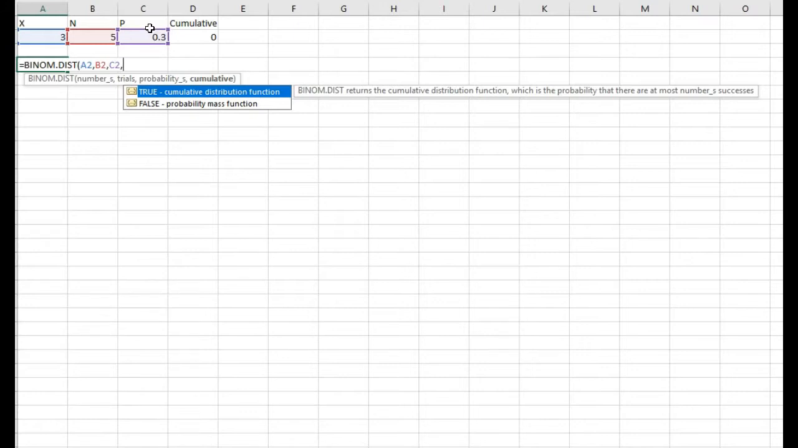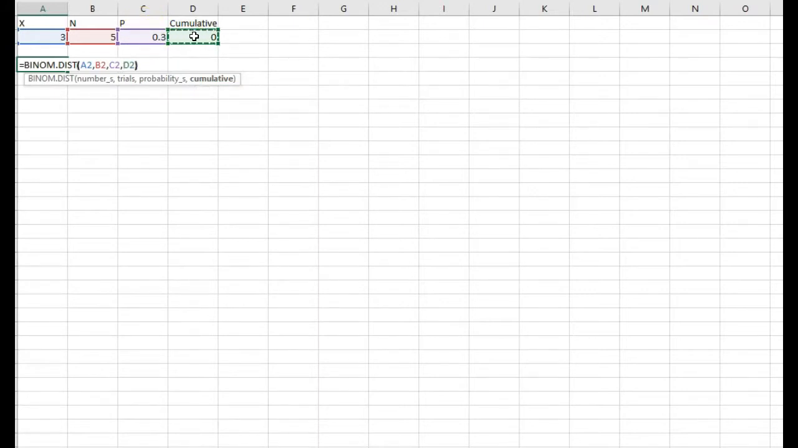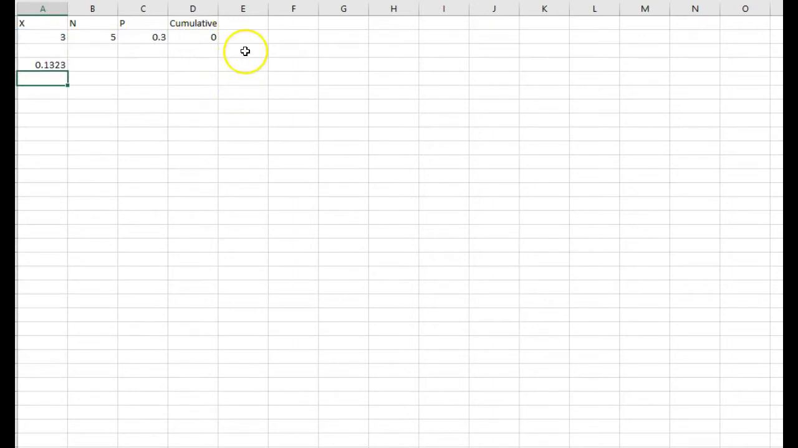Something to note in Excel: for true, you can just put a 1, and for false, you can put a 0. So that works as well. So we close that off. And so this is now going to tell us the probability of exactly 3 successes out of 5 trials. So we have n equal 5, with a probability of 0.3 for a success on any trial. And we want to know the probability of 3 successes specifically. So it's telling us that it's 0.1323.